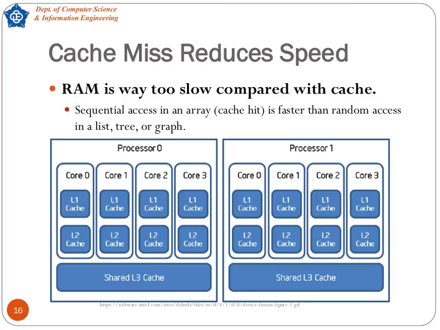Building on that comparison, let's dive into what happens when a cache miss forces the processor out to main memory, dramatically slowing down execution. At the top, you see the key takeaway. RAM is orders of magnitude slower than on-chip cache. Sequential array access usually hits in cache and blazes through data, whereas random access patterns in lists, trees, or graphs often miss and incur a costly trip to RAM.